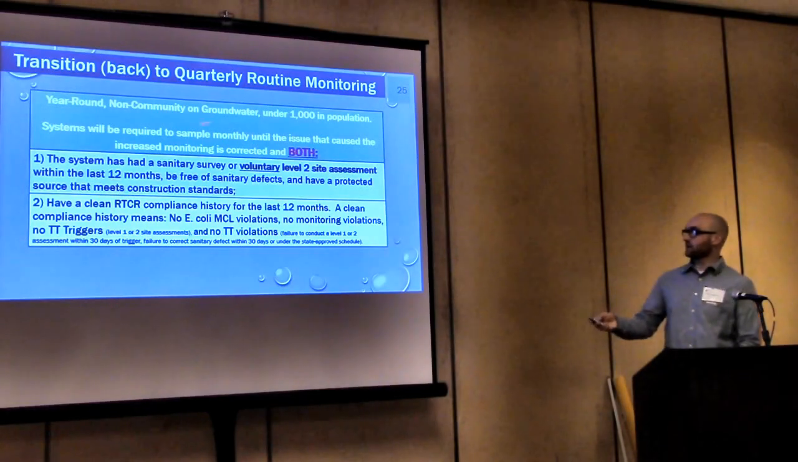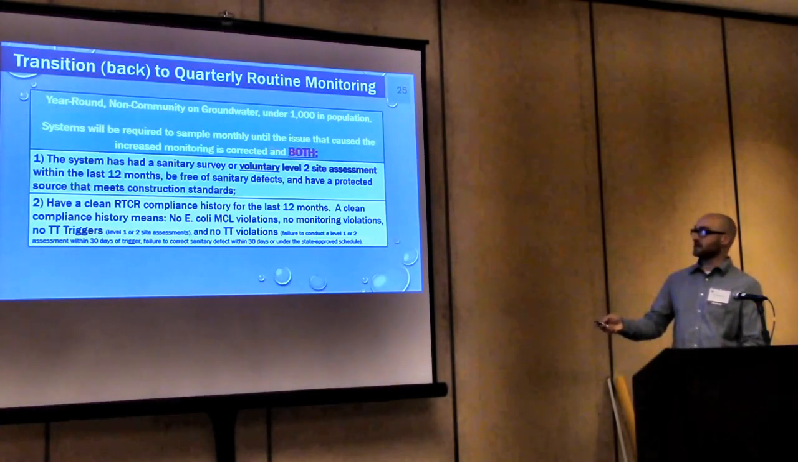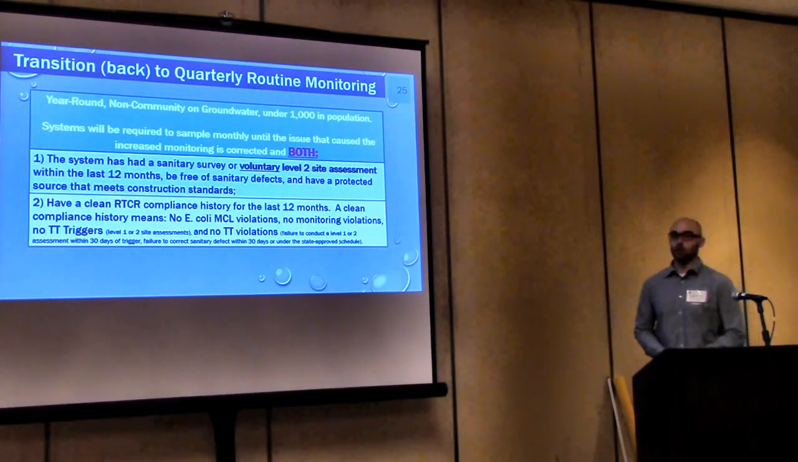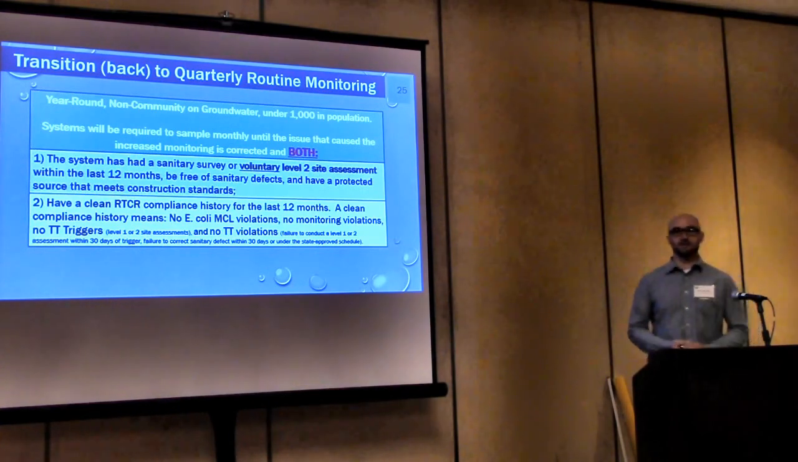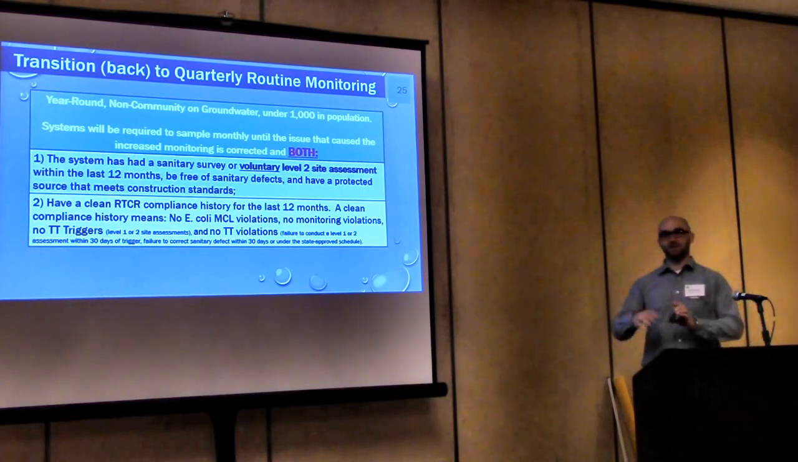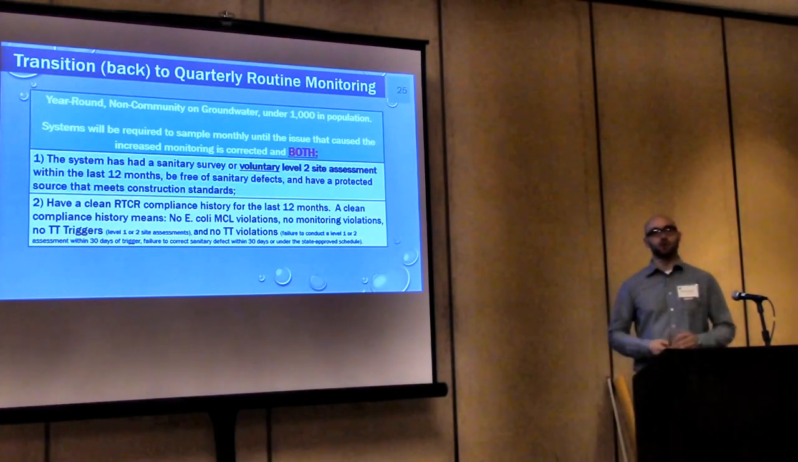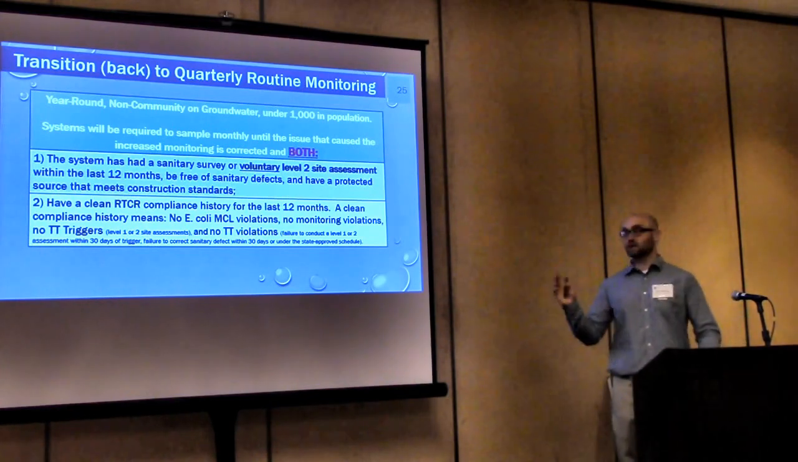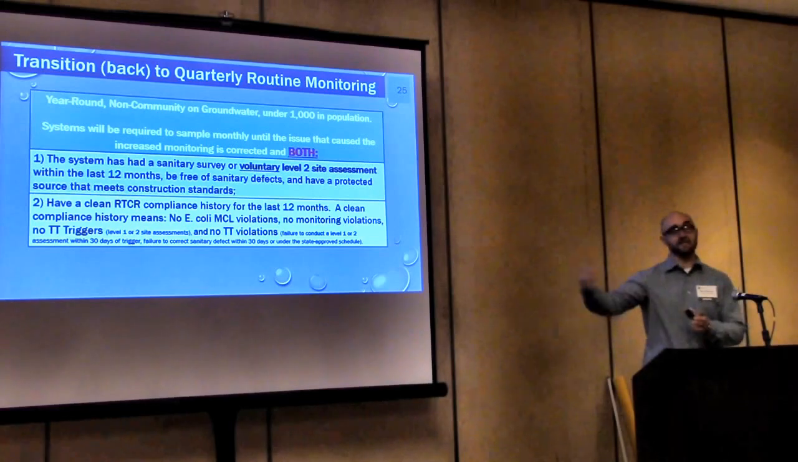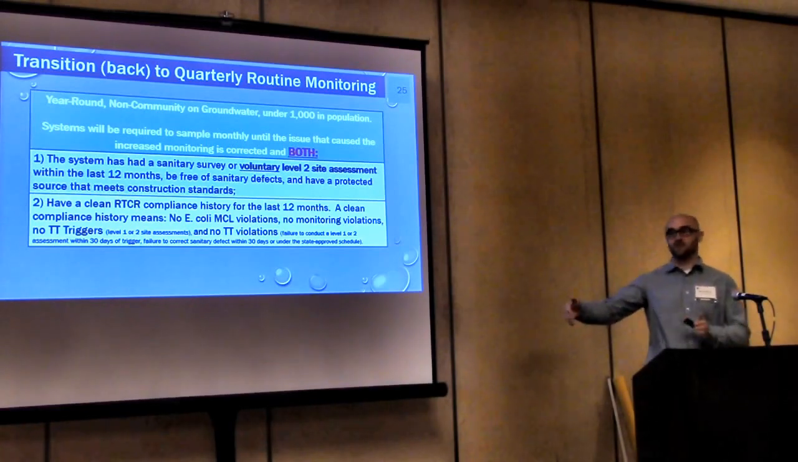I'll point out here, this is very deliberate that it says a voluntary level 2 site assessment. We're working out the details of what that means. We've got a little bit of time. This is one of those details. The rule goes into effect in April. We still need to figure out a few of the details. That's one of the details, but we'll have at least a year after April 1st of 2016 to figure that all out.